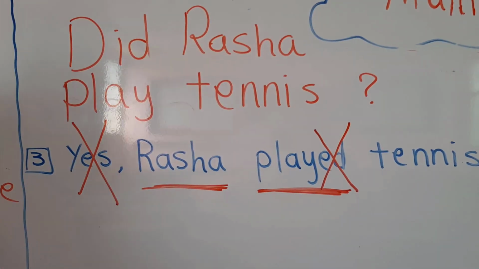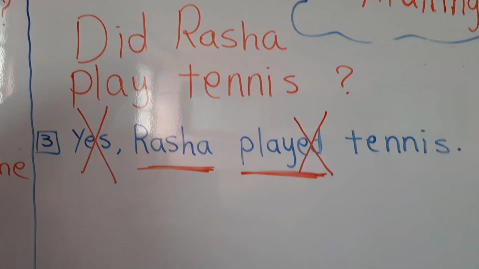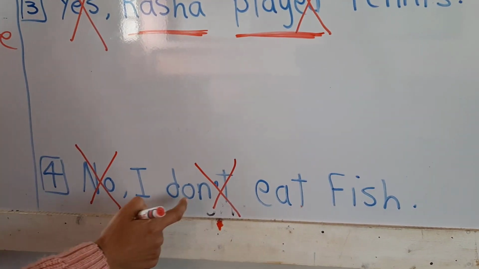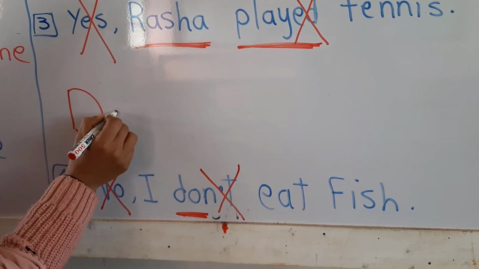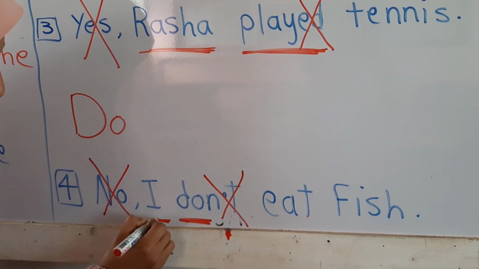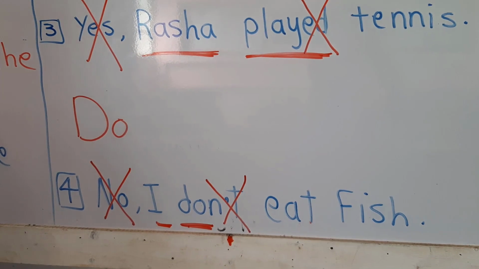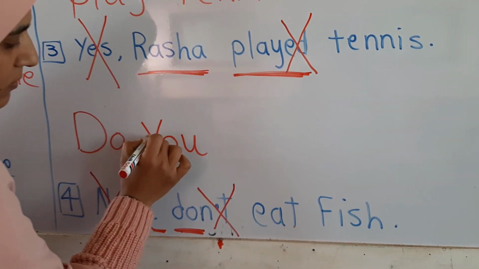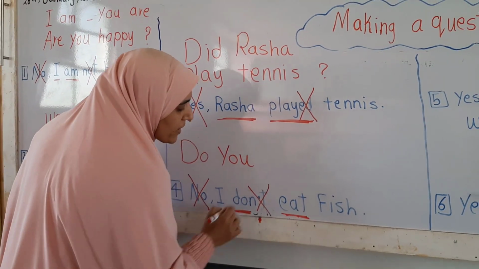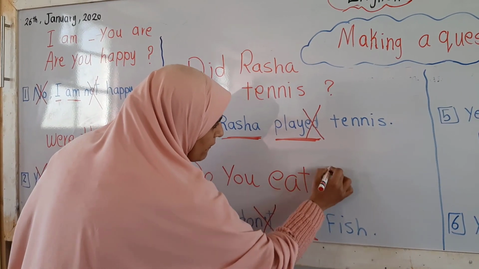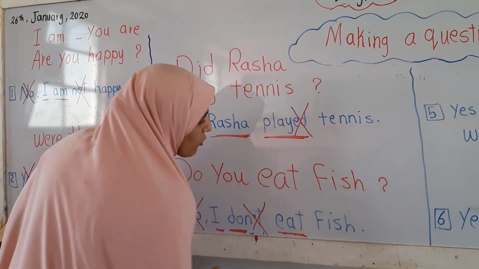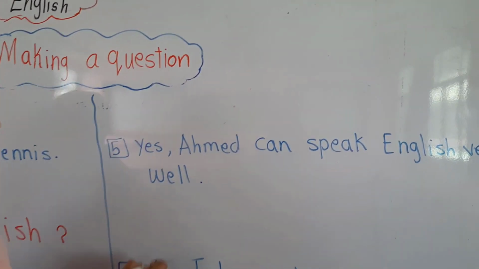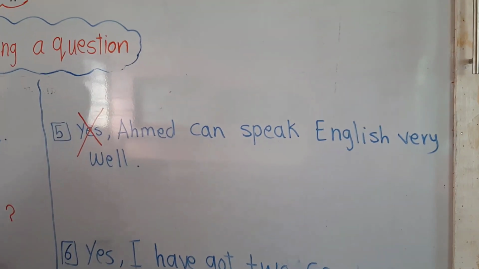The fourth example, I will omit the word no and its friend not. Then I will begin with the auxiliary verb, and the auxiliary verb here is do. Then I write the subject, but the subject here is I. So I turn it into you. And do you. Then I write the main verb. The main verb here is eat. Do you eat fish? Your question will be, do you eat fish?